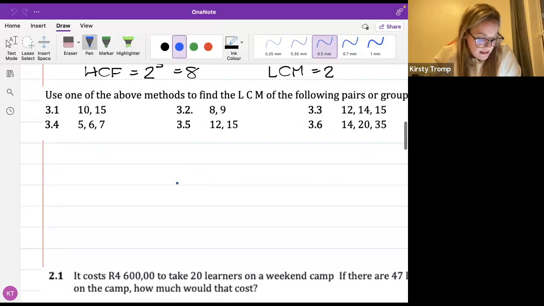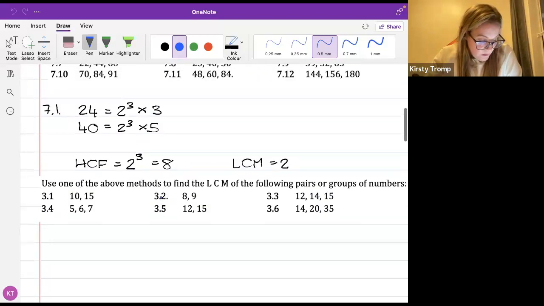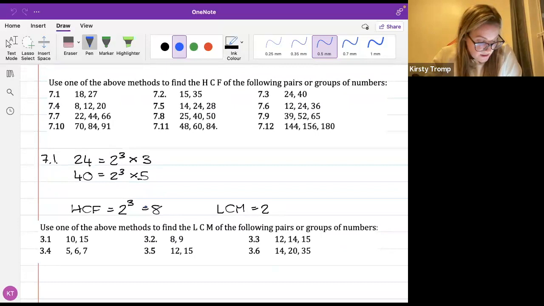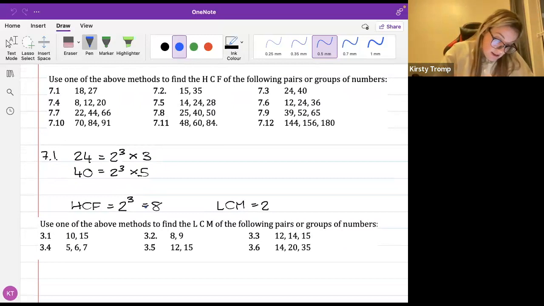How did we then use that the other night? All right, we then went and saw that if it says use one of these methods now to find the HCF of the following pairs or groups of numbers. We did that one on Tuesday, but let's have a look at doing a different one together now.